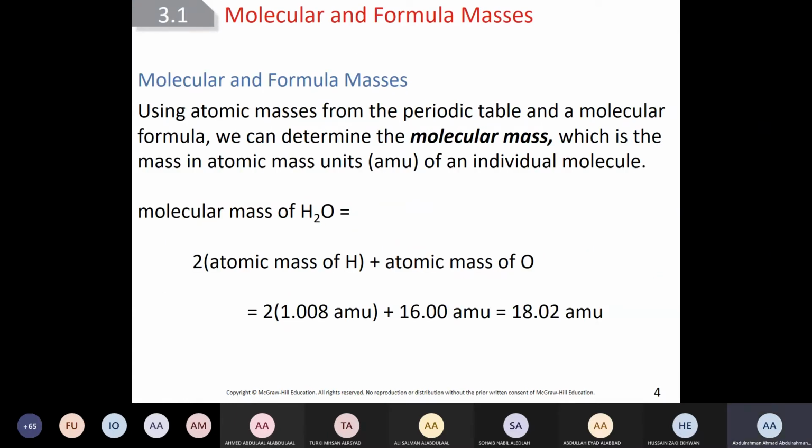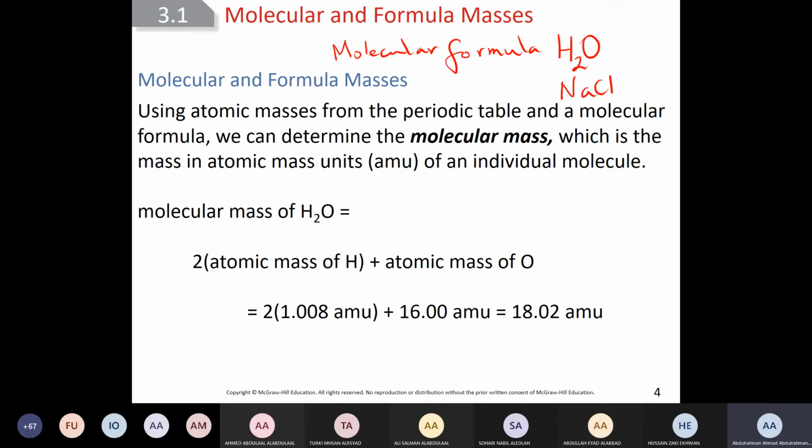All right. And when we say molecular formula, what's the meaning of molecular formula? It is to write the structure like this. This is the molecular formula for H2O. This is the molecular formula for NaCl and so on and so forth.